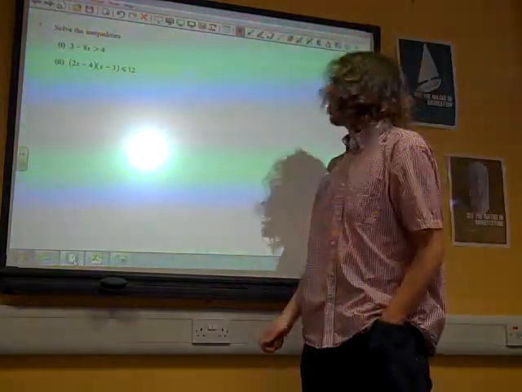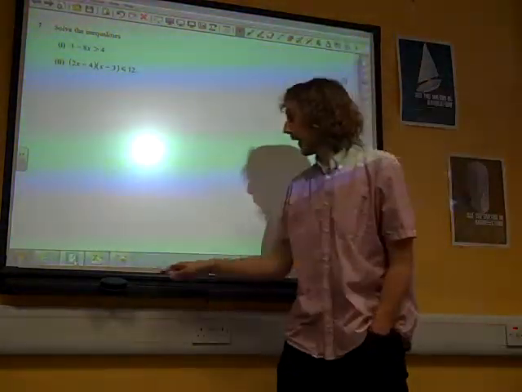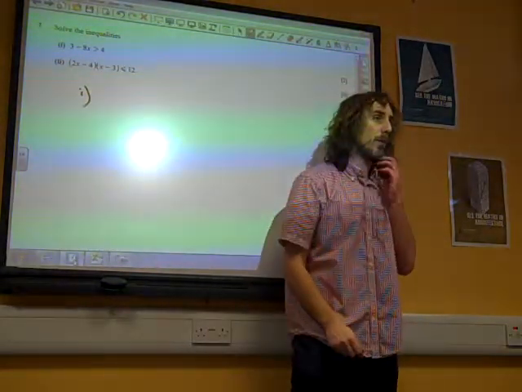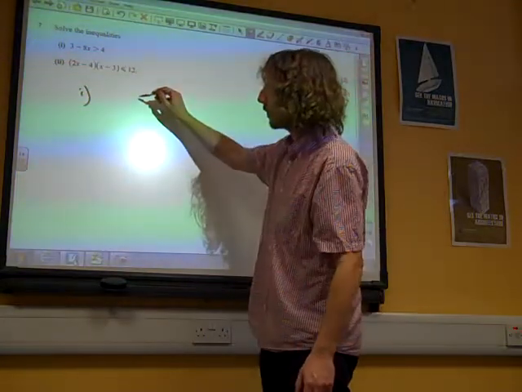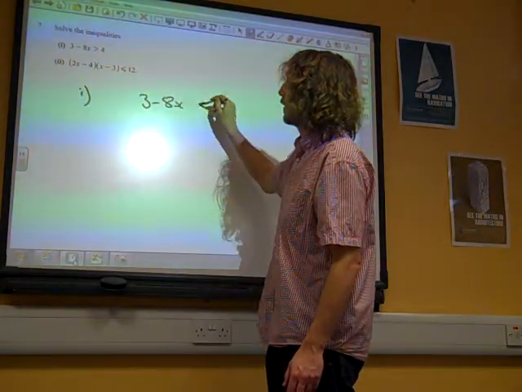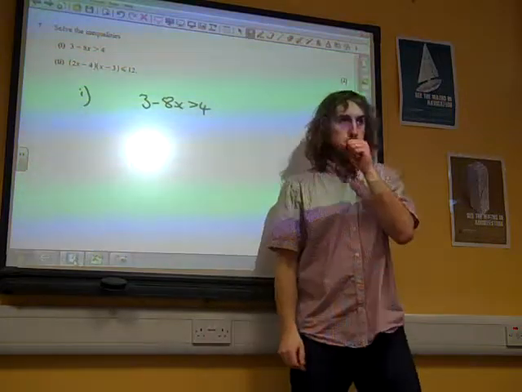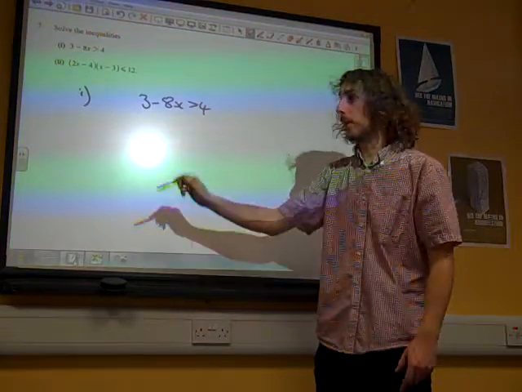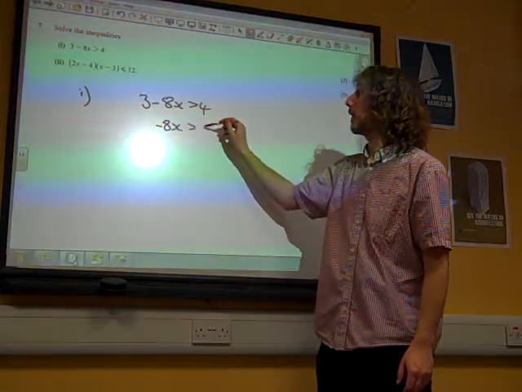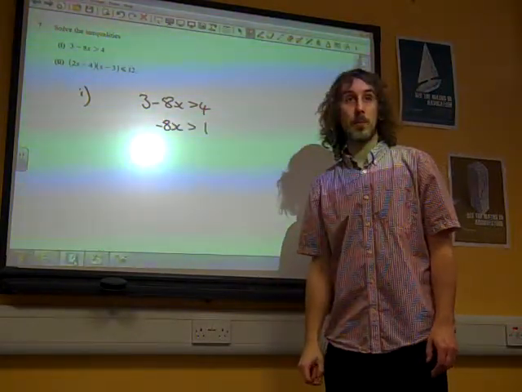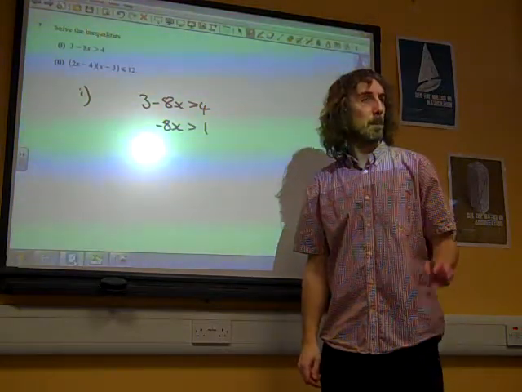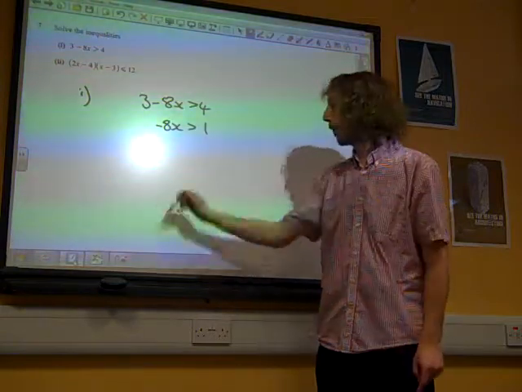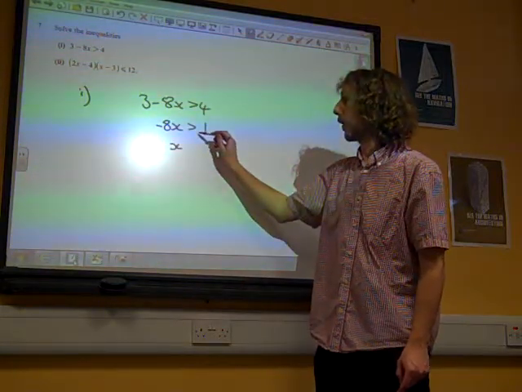Good. Right, so two nice inequalities here. The first one is deliberately set up for you to try and make you do something weird with negative numbers. Three minus 8x is less than 4. You might feel you want to take away the 3 to say that. And now we need to divide by minus 8. Now remember, in inequality, if you divide by a negative number, you have to switch the inequality sign around.